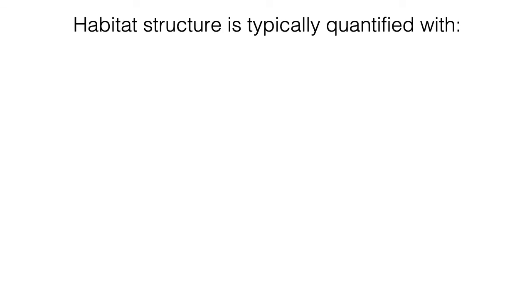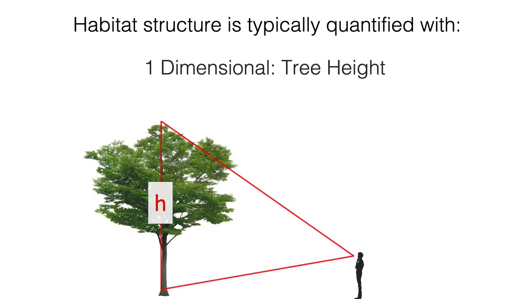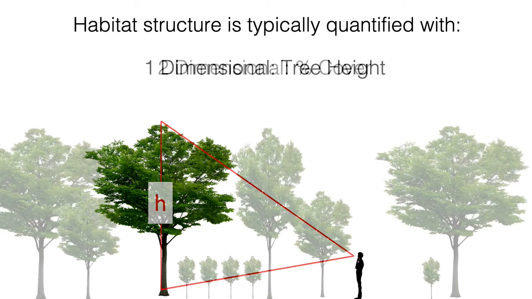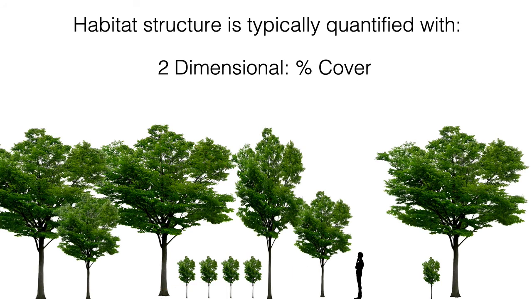Well, typically, the way that we quantify structural traits of biodiversity is in pretty low dimensional variables. One example is tree height. We go into the field and we can measure the height of a tree. A two-dimensional variable might be the percent of canopy cover.